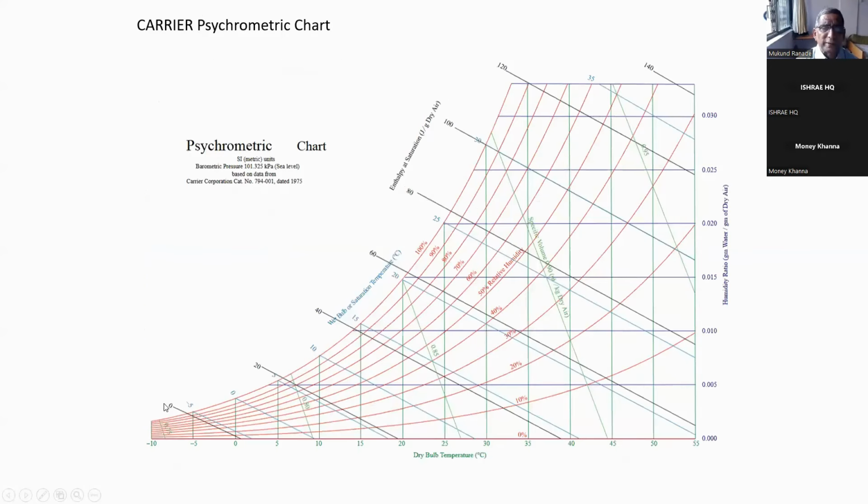But if you look at, for example, the Carrier psychrometric chart, then you will see that even at -10, the line is perfectly vertical. Why? Because this chart has been drawn taking dry bulb temperature as one axis and moisture content as the other axis. And that is why the dry bulb lines in these charts are perfectly vertical, unlike the ISHRAE chart.